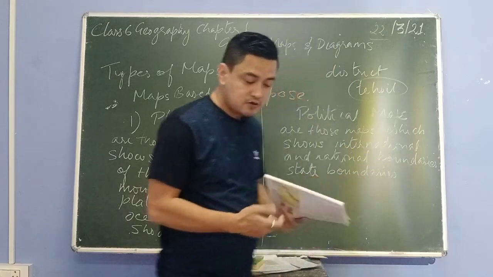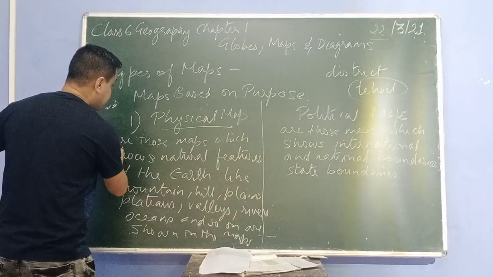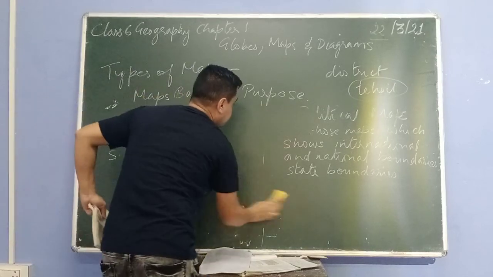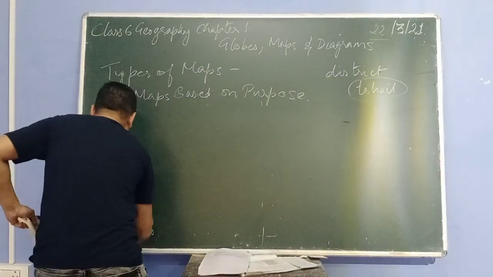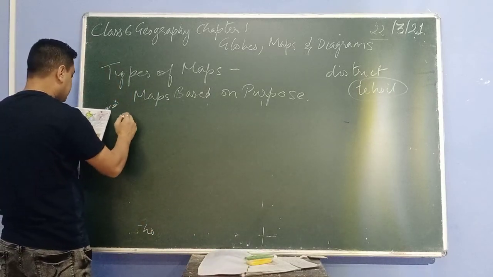Now, we are moving on to the last map, that is called the thematic map. I am writing on the board only. Map based on purpose. We are doing map based on purpose, and the last map of the map based on purpose is thematic map.